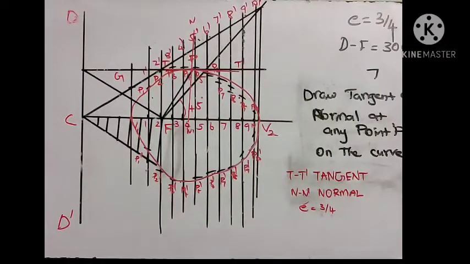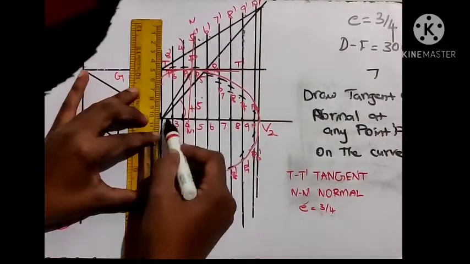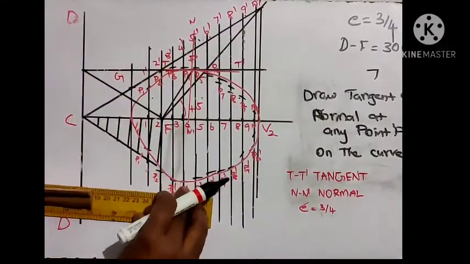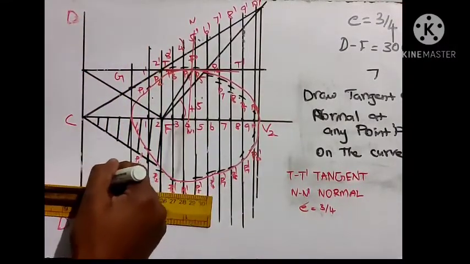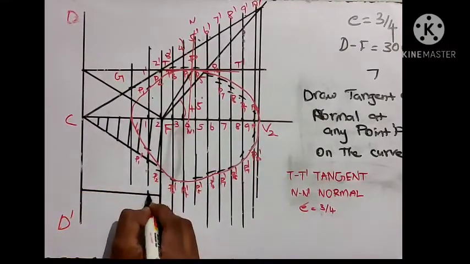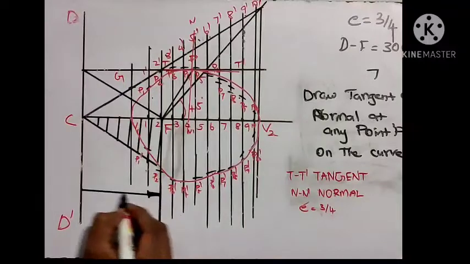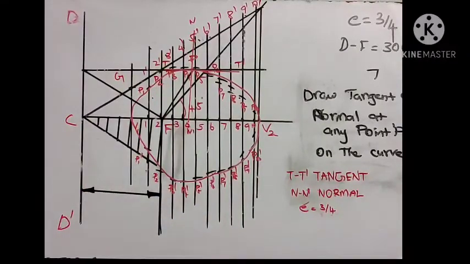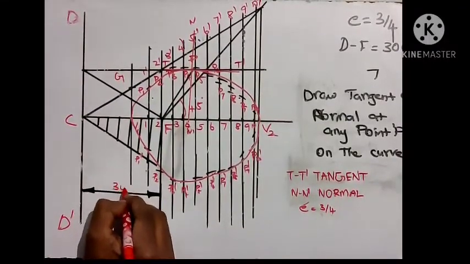Then we need to dimension one thing, because the only dimension given in the question is the distance between the focus and the directrix. From the focus you need to draw an extension line, and using the directrix as another extension line, you draw something like this. This dimension should be mentioned just below the curve. The dimension line should not cross your curve. So this should be your 30.